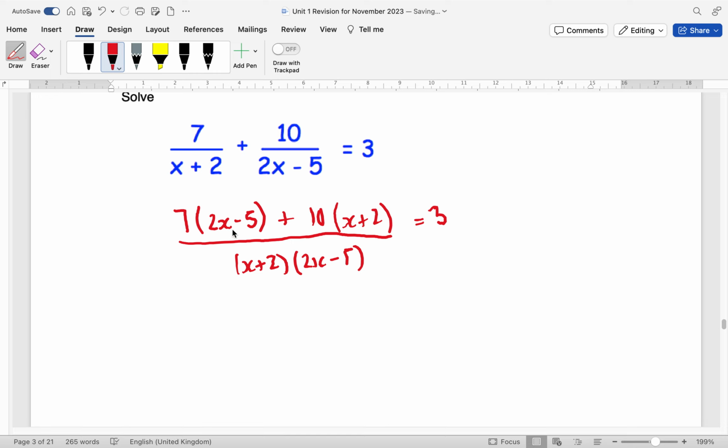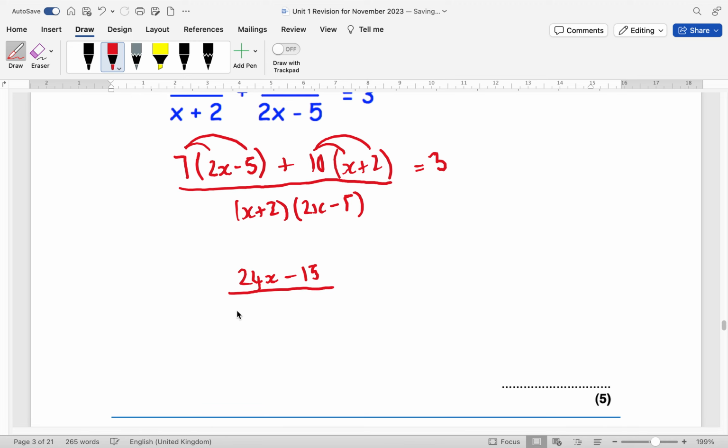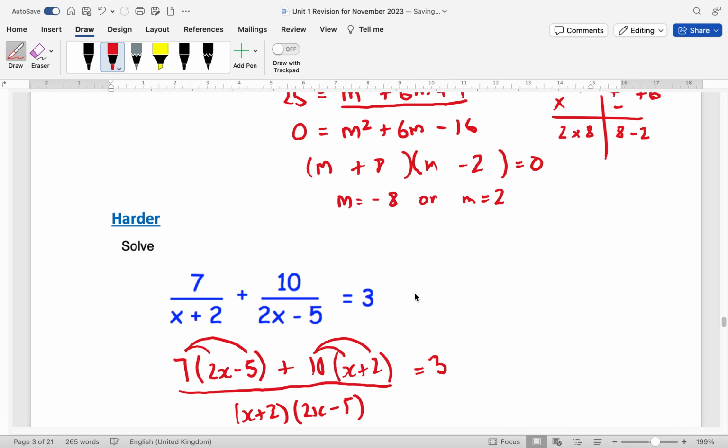Plod on, come on. I'm just going to jump steps, okay, so I'm going to end up with 14x there and 10x there, so that's going to be 24x in total. You can do this again, slow it down. Minus 35 plus 20 is minus 15. On the bottom, FOIL 2x squared minus 1x, if you work it out, minus 10, just do that, take your time and do it, equals 3. It looks a bit more complicated now.